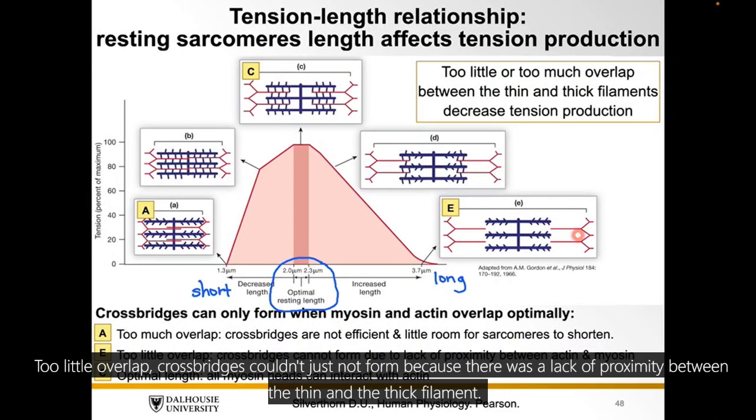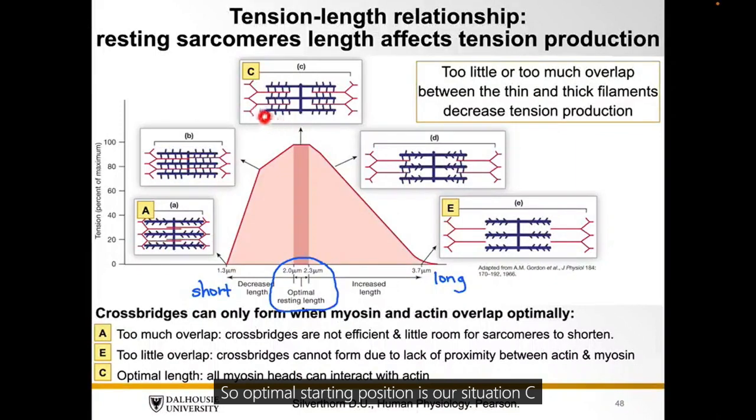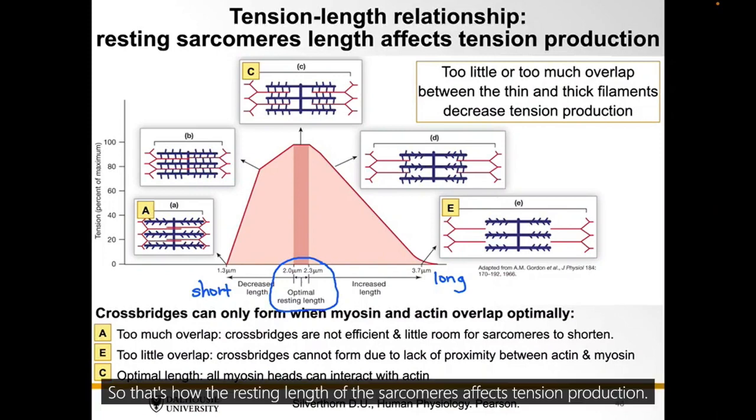Too little overlap, cross bridges just cannot form because there's a lack of proximity between the thin and the thick filament. So our optimal starting position is situation C here, where all the myosin heads overlap with actin, therefore they have the opportunity to form all these cross bridges. So that's how the resting length of the sarcomeres affects tension production. That's a relationship that we call a tension-length relationship.